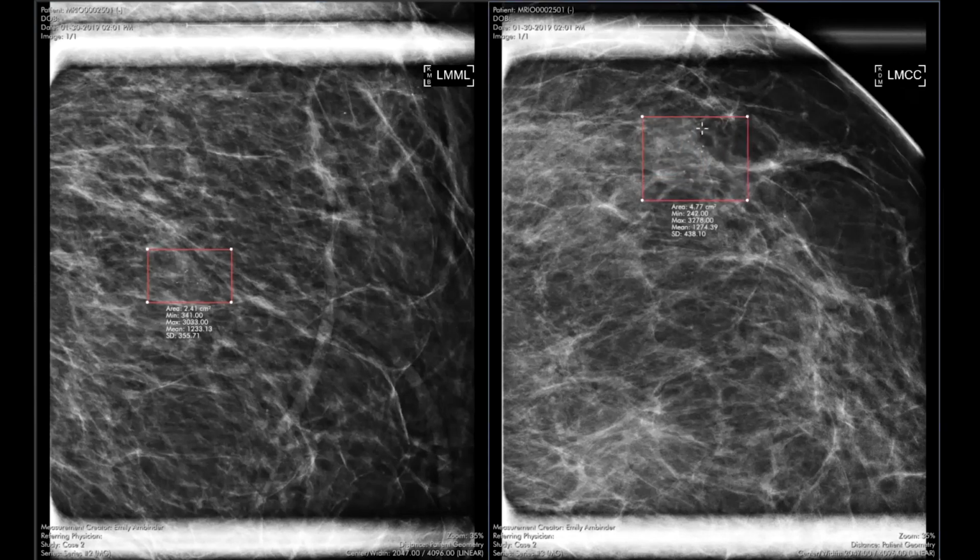They might be a little bit subtle on the monitor, but they are little white dots that we're seeing here. And each of the dots looks similar to the other ones. I would describe this morphology as being punctate or round calcifications. It's important to also note how large of an area the calcifications span. So this spans a little bit over a centimeter.